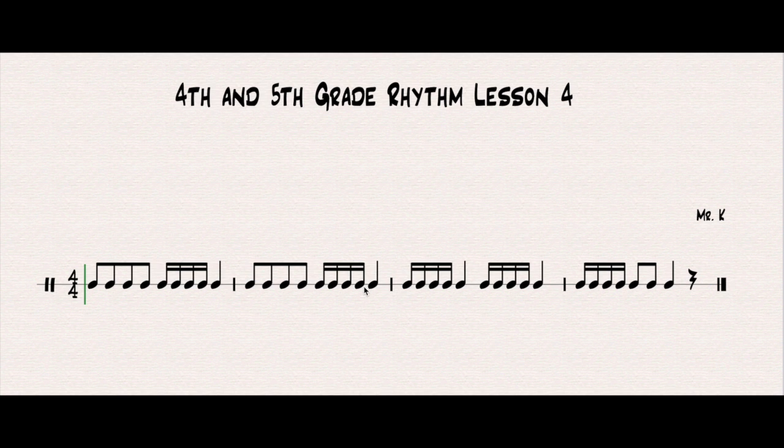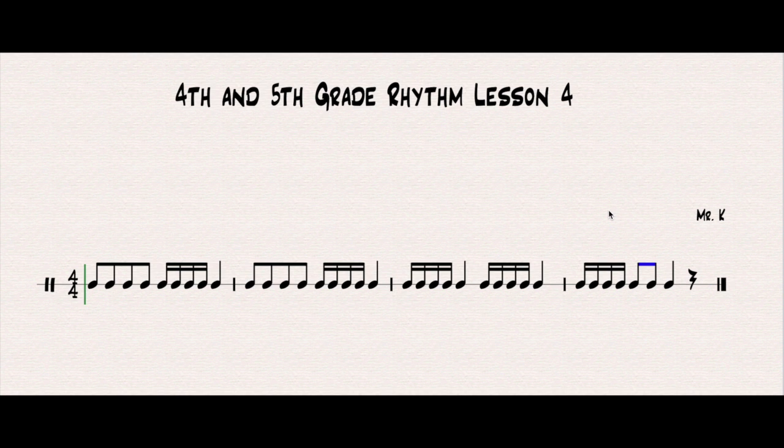Got a brand new rhythm song today, so let's take a look at what we're working with. 4 beats in a measure, 4 eighth notes connected, 4 16th notes connected, quarter notes, and 1 quarter rest at the end. Also have 2 eighth notes connected here.